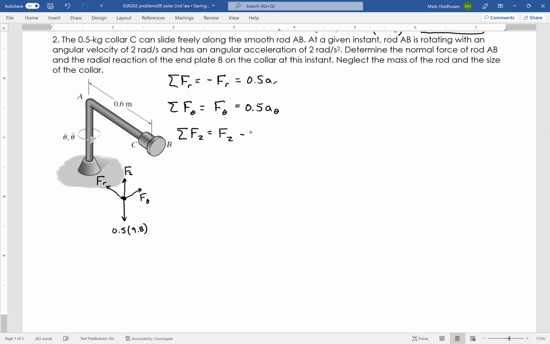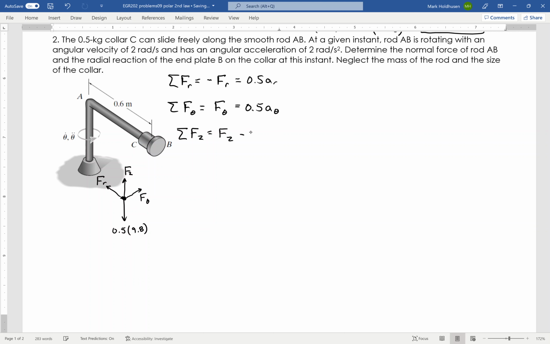It's just hanging out where it's hanging out. Okay, so from this one, I can very quickly find that Fz, which is one thing that I want to find, is just going to be 4.9 newtons, which is the weight of the collar. Now, I've got those other ones. I need to find the a_r and a_theta, so I'll go through my r dot, r double dot idea. So r, this thing is sitting at the end there and not moving, or I should say not radially moving. It's not sliding in and out. It's 0.6 and it is constant at 0.6, right? Because that plate is keeping it in position. So that means r dot is 0, r double dot is 0.